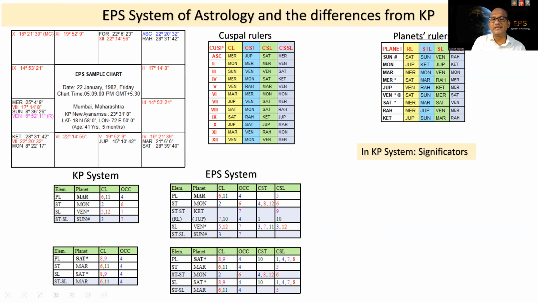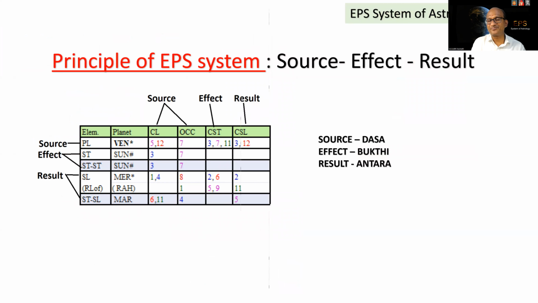Now let me tell about the principle of the EPS system. The principle of the EPS system is source, effect, and result. For example, if you take each planet's self-significations, for example Venus, the cuspal lord and occupying house, we call it the source. Importantly, the CL, owner of which house, is the important source. That planet being cuspal star lord for which houses, that is the effect. And cuspal sublord for the 3rd and 12th houses, that is the result. It means that Venus has the authority for the 3rd cusp and 12th cusp.